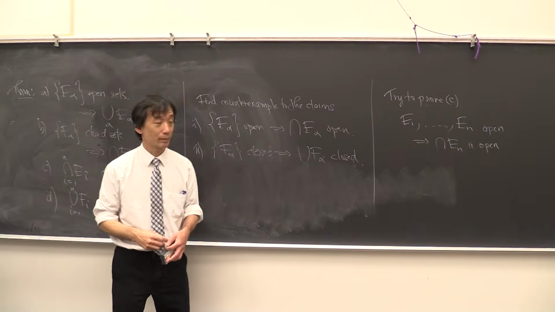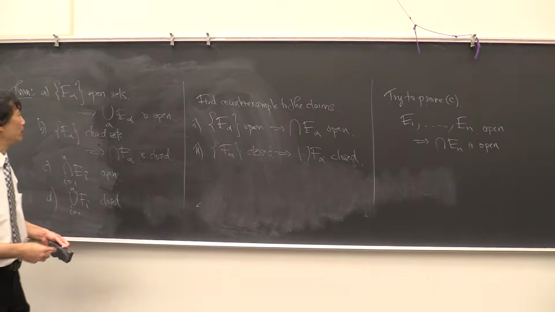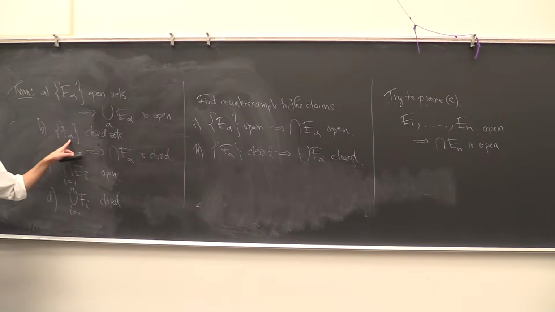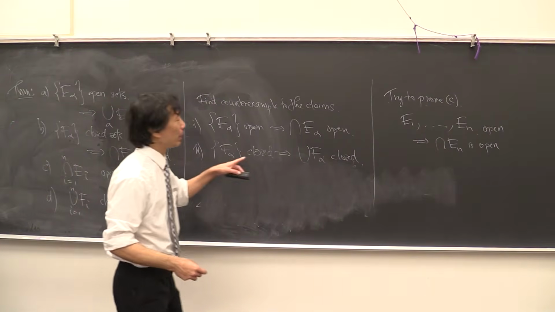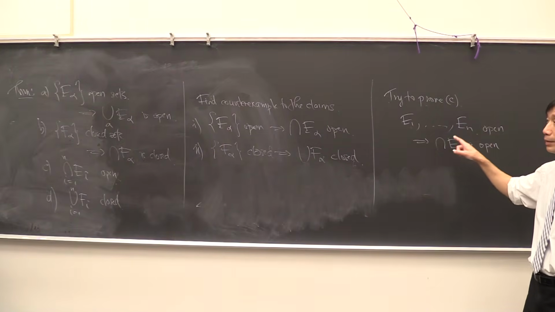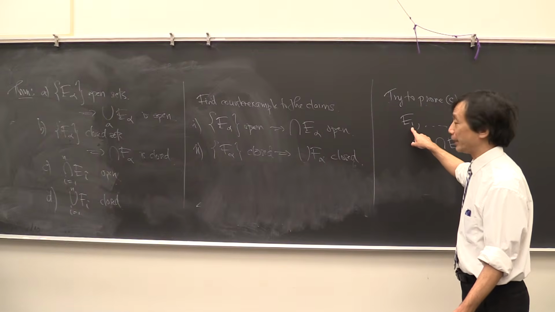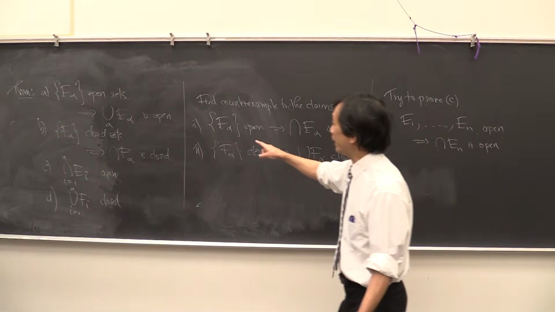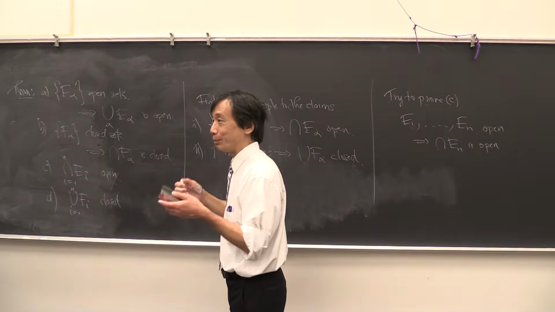How's E n and E alpha? Alpha is just an index. Here I'm using numbers as indices: 1, 2, 3, 4, 5, 6, 7, 8, 9, 10. I'm using natural numbers as indices. Here, this alpha might be over some arbitrary index.